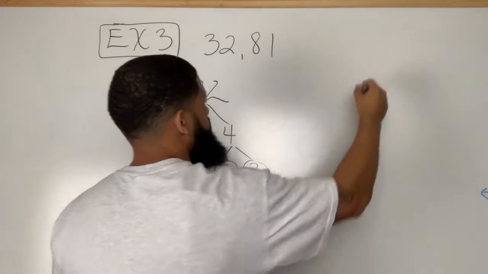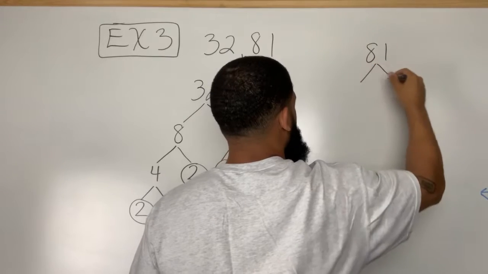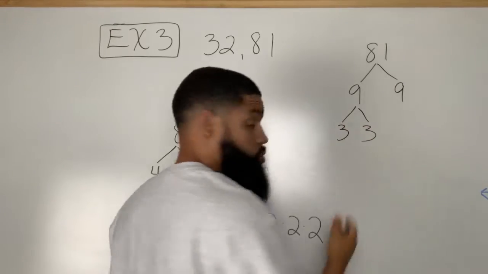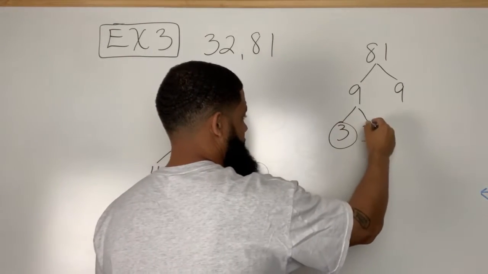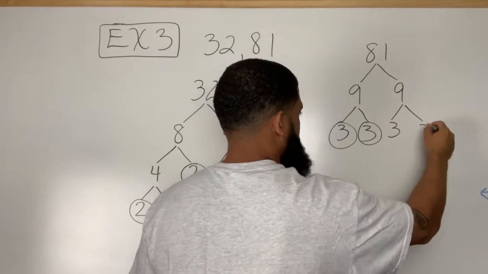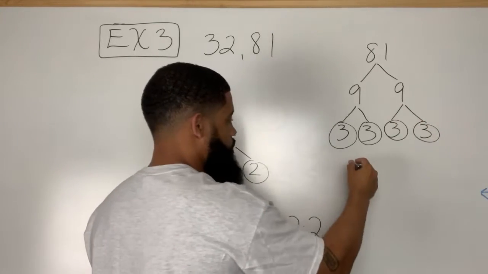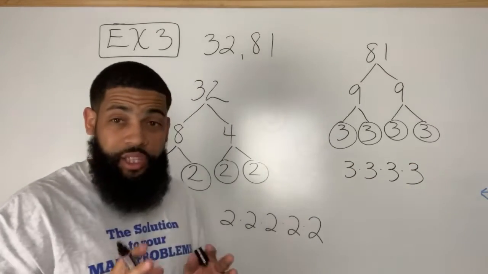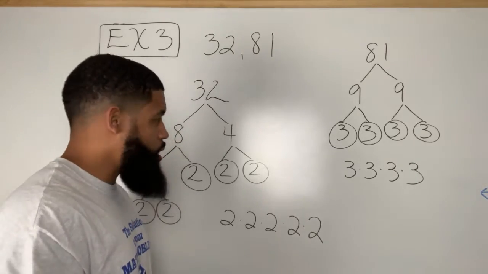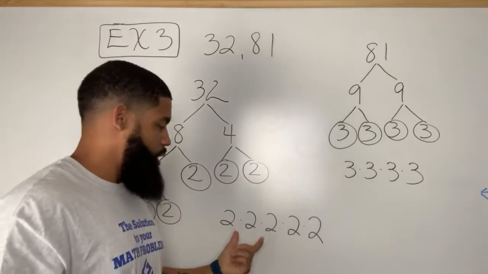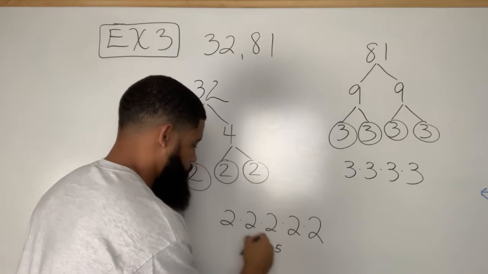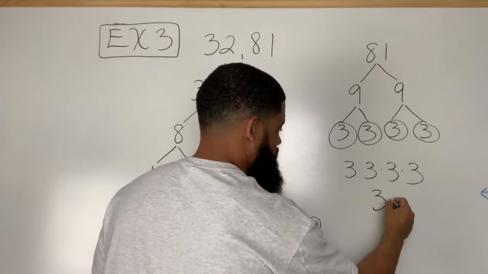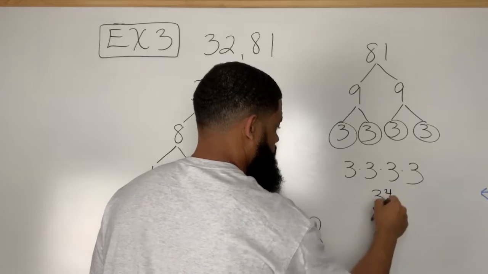All right. Now, if I do 81, 81 is 9 times 9, which is also 3 times 3. And then here, 3 times 3. All right, so here we have 3 times 3 times 3 times 3. Now, this one is a special case because the prime factorization of 32 is 2 to the 5th power, or 2 times 2 times 2 times 2 times 2. This one is 3 times 3 times 3 times 3, which is also 3 to the 4th power.